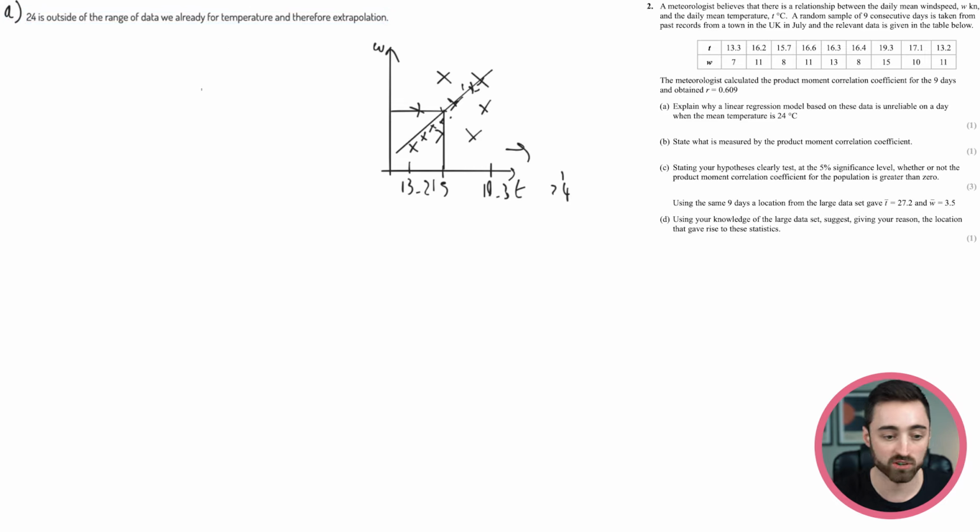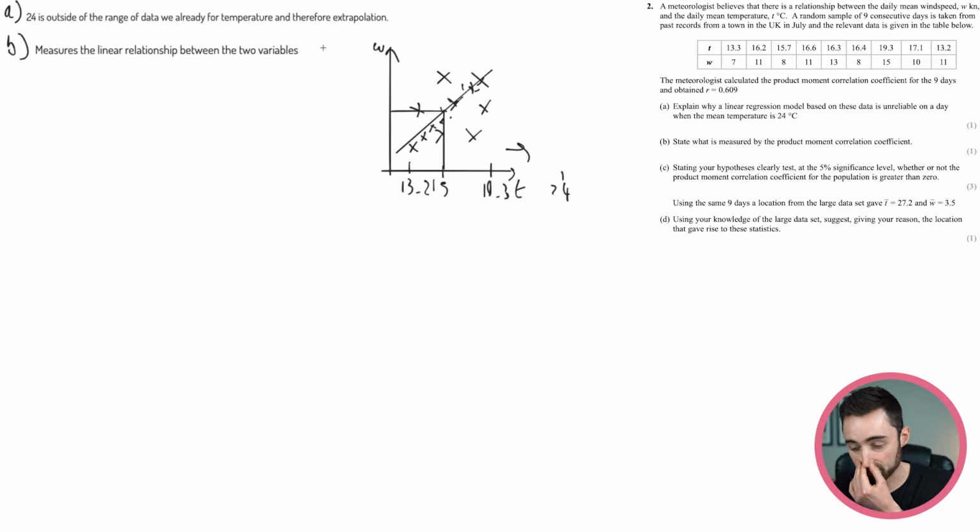State what is measured by the product moment correlation coefficient. So it is basically to do with the relationship between these. If it's 1, it's a perfect linear relationship going positive. If it's -1, it's a perfect negative relationship like that. So it basically measures the linear relationship between the two variables. If it's 0, it's basically saying, look, there isn't one.